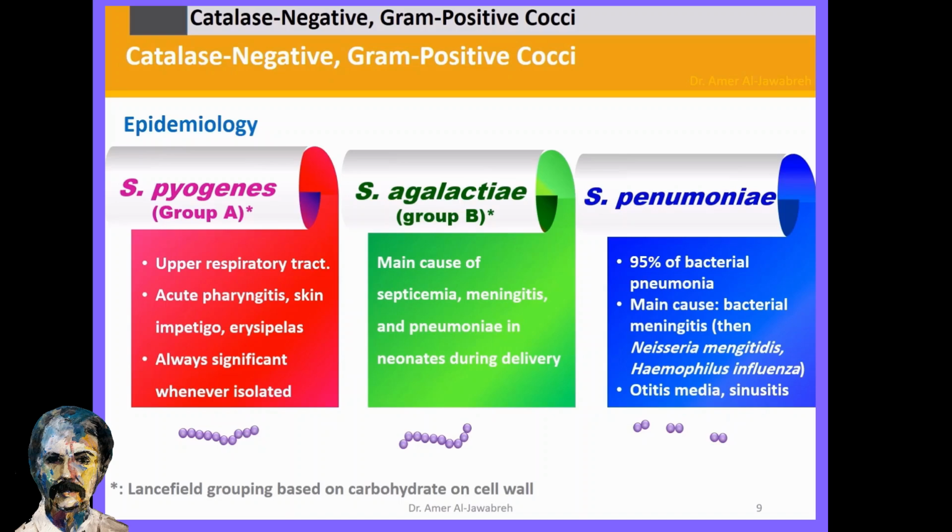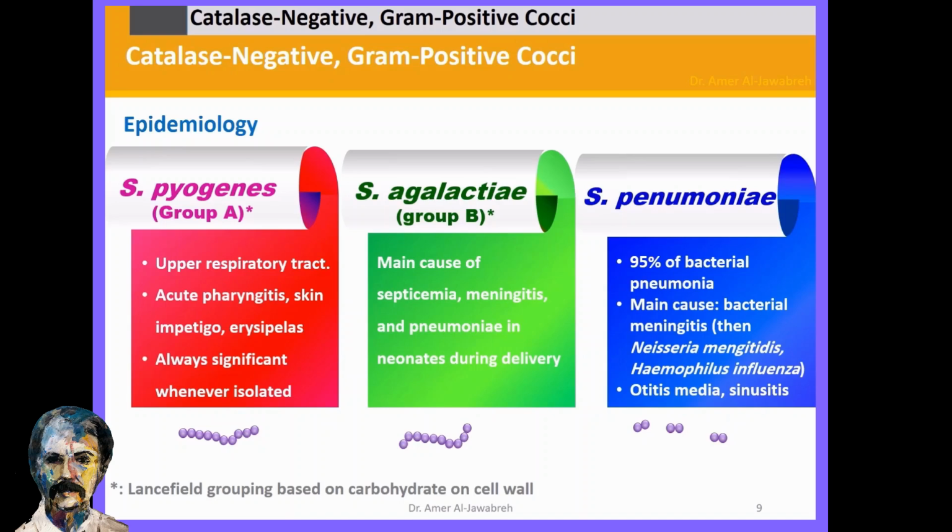Always significant whenever isolated, not normal flora. Every time S. pyogenes is found, then it's pathogenic. That's a strep, you know. A chain of balls, Streptococci, or cocci. Agalactiae, group B, main cause of septicemia, meningitis, and pneumonia in neonates during delivery.